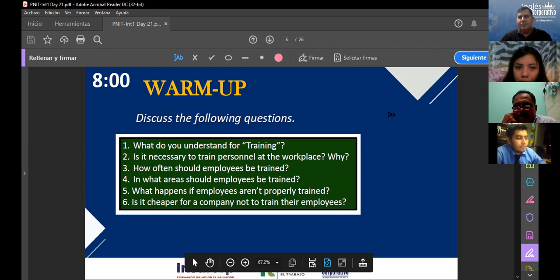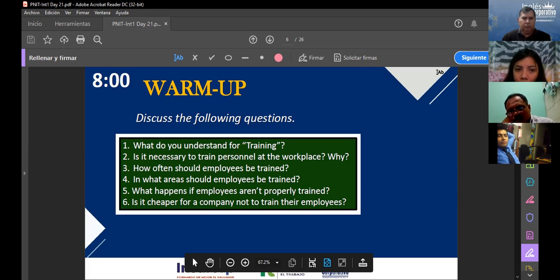Next question. Okay, in what areas should employees be trained? The workshop, in my case. The second is the accounting area. I think in my case, customer service is the principal, and the other is accounting or the administrative area.